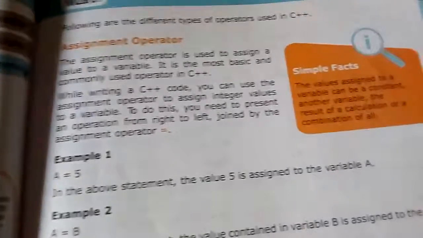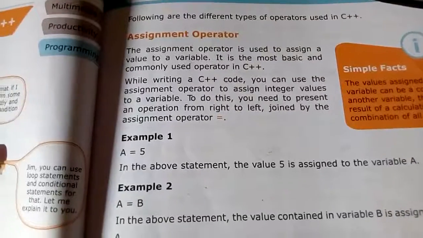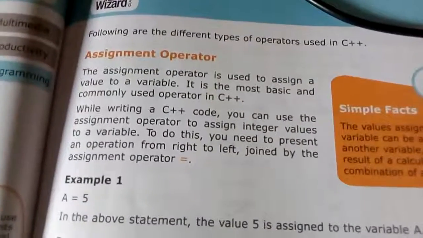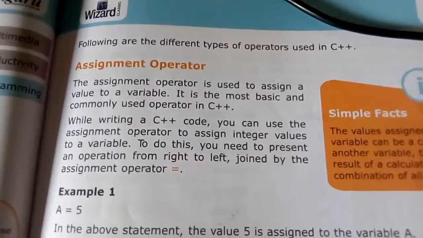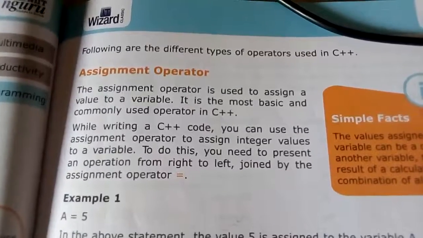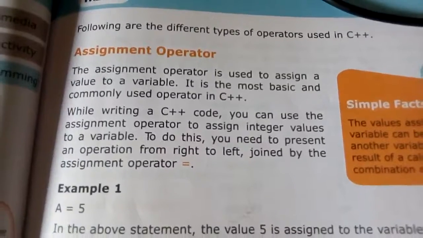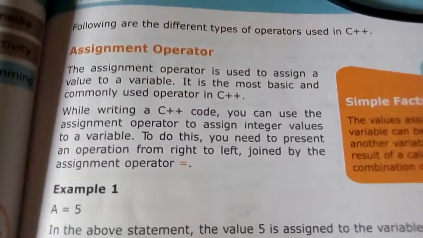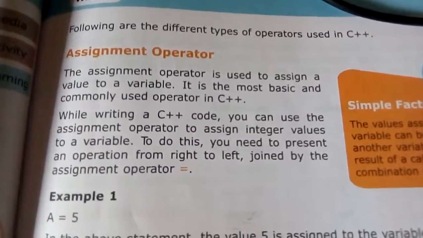So first we will see the assignment operator. Assignment operator means what? It is used to assign a value to a variable, and this one is the most basic and commonly used operator in C++. When you are writing C++ code, you can use the assignment operator to assign integer values to a variable. For example, you can see a = 5 here. a = 5 means a is the variable name and 5 is the value which is assigned to the variable a.